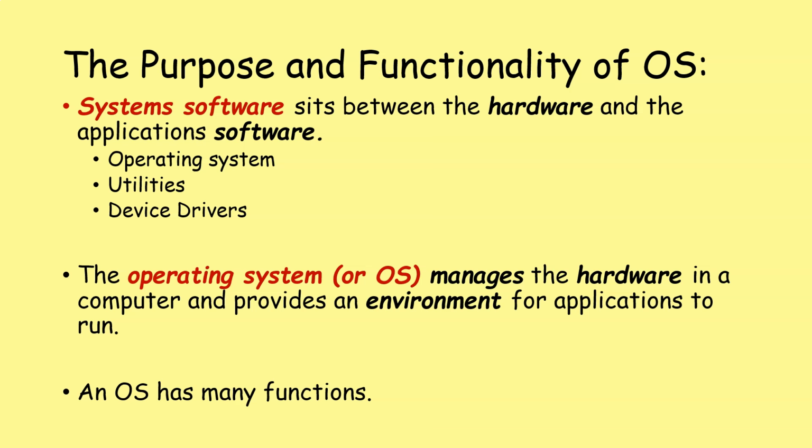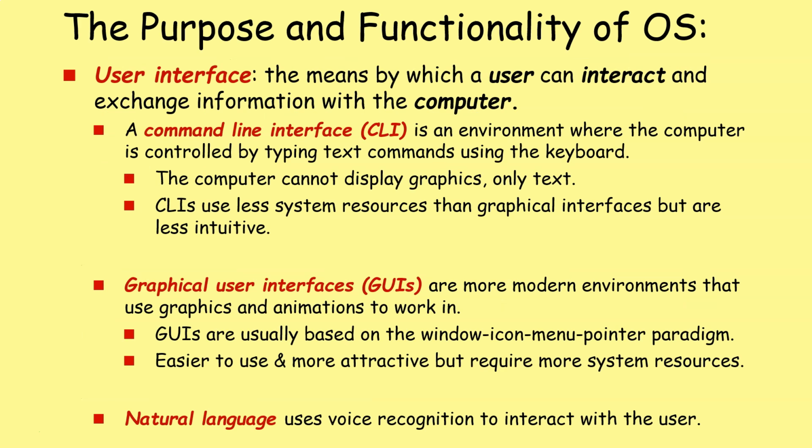Operating systems have many functions. The first of these is providing a user interface. This is the means by which a user can interact and exchange information with the computer. There are three different types of user interface that you need to know about. First of all, we have the command line interface, CLI. This is an environment where the computer is controlled by typing text commands using the keyboard. The computer cannot display graphics, only text.